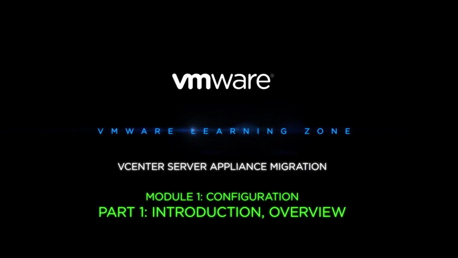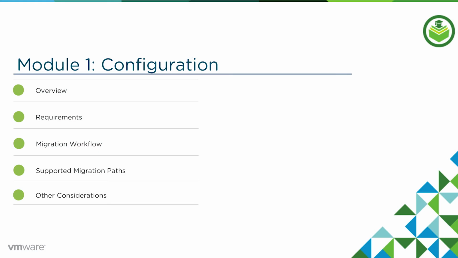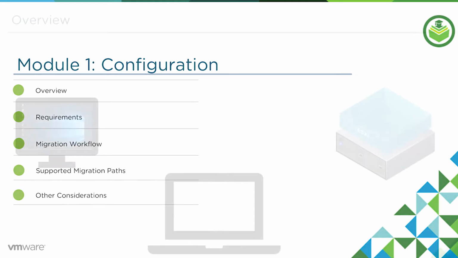So in Module 1, we're going to talk about the configuration of the migration process itself. We'll take a look at the overview, the requirements for both the source and destination, the migration workflow, supported migration paths, and some other considerations involved in the migration workflow. So the first piece we'll look at is the overview.